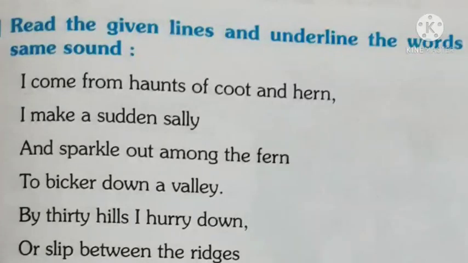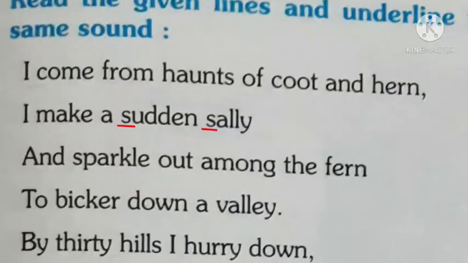Let's look at the second line: I make a sudden sally. Here which sound is repeated? The sound s is repeated: s of sudden and s of sally. So this is how you find out the alliteration in the lines given. This is how you create alliterations. I hope you understood how to find alliterations in a line. So children, do the rest of the textual exercises by yourself.